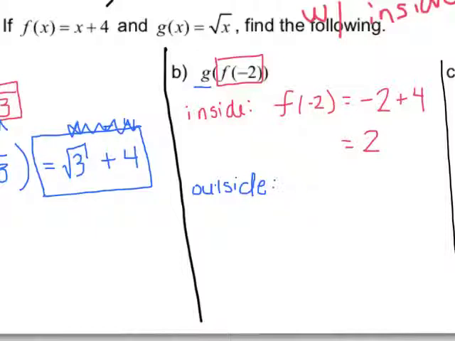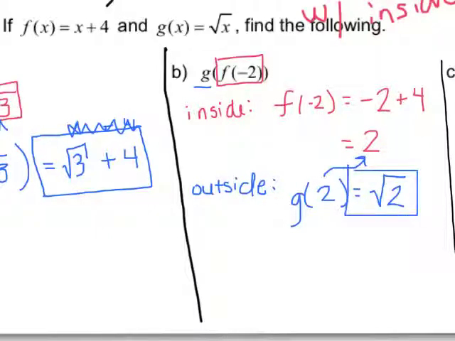So the outside is a g, and I'm going to plug in 2 here. So now I look at the g, and my g function is a square root of x. So where I see an x, I'm going to plug in a 2. So that's going to be square root of 2. And the square root of 2, if that's not a whole number that you know, or even just something that simplifies, then there's nothing we can do from that point, and that is going to be our answer for question B. So equals square root of 2. That is the composition of g of f of negative 2.